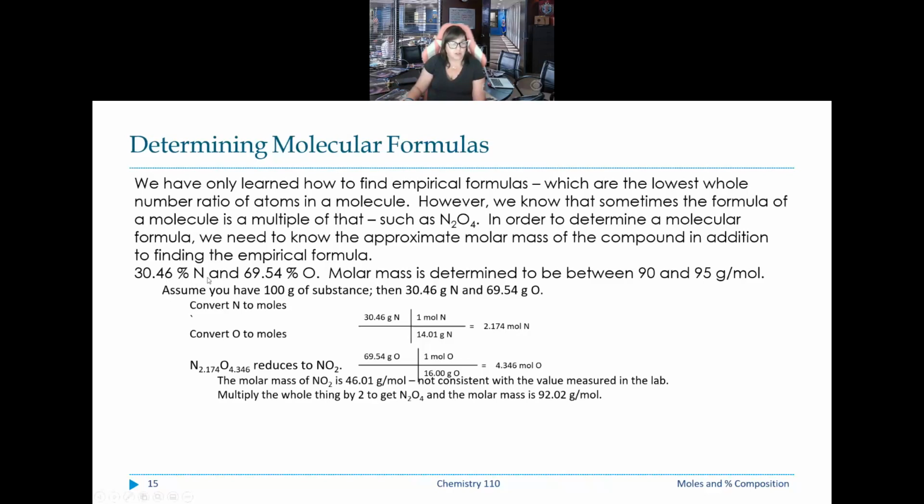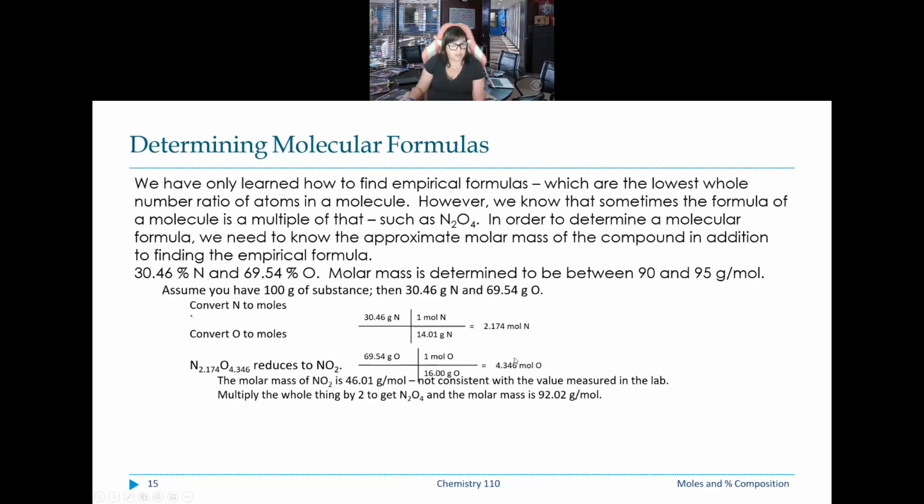So if I have 30.46% nitrogen, 69.54% oxygen, and the molar mass is determined to be between 90 and 95, we can do the same thing that we've done before. We assume we have 100 grams, we have 30.46 grams of nitrogen, 69.54 grams of oxygen. We convert both of those to moles, 30.46 grams of nitrogen divided by 14.01 grams for nitrogen. That gives me 2.174 moles of nitrogen. 69.54 grams of oxygen divided by 16 grams of oxygen gives me 4.346 moles of oxygen.